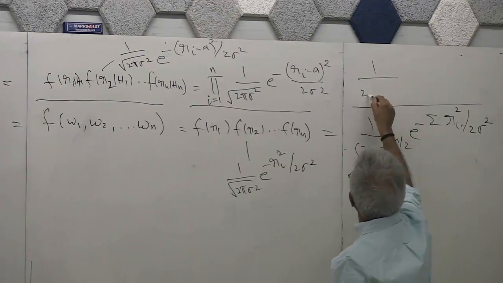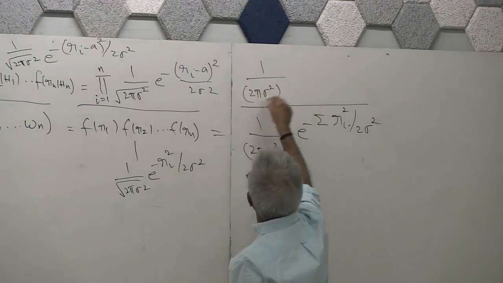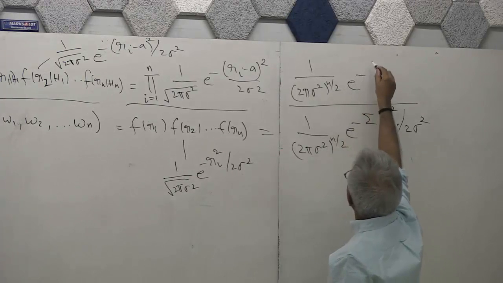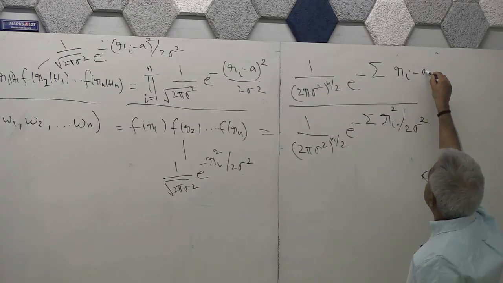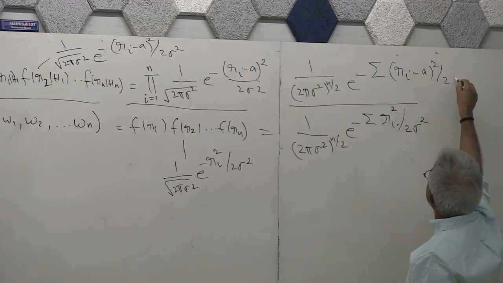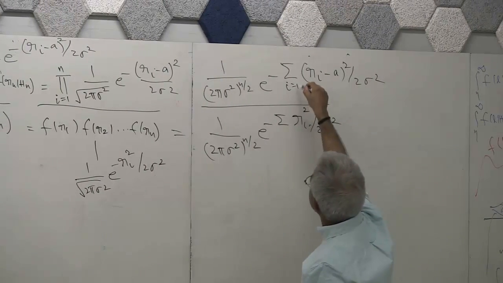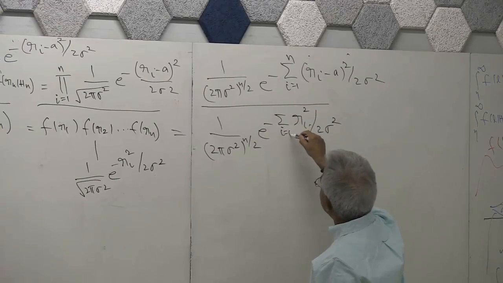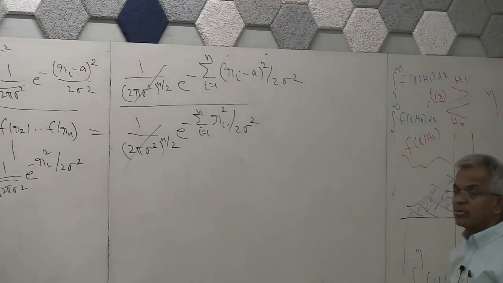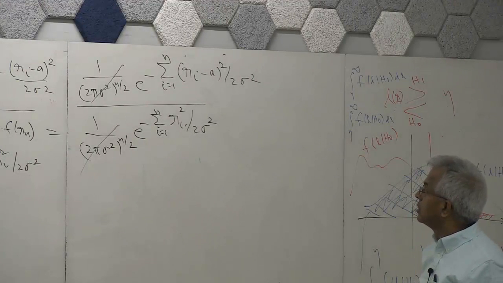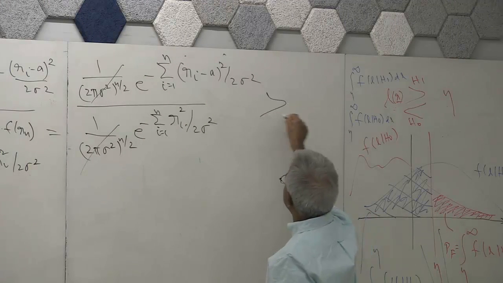So again, you will get this one, (2 pi sigma squared) to the power n by 2. All the product becomes summation of (Ri minus a) the whole squared over 2 sigma squared, i equal to 1 through n. In this case, you are lucky because, lucky or no, the constants cancel. And this needs to be compared with the threshold, right?